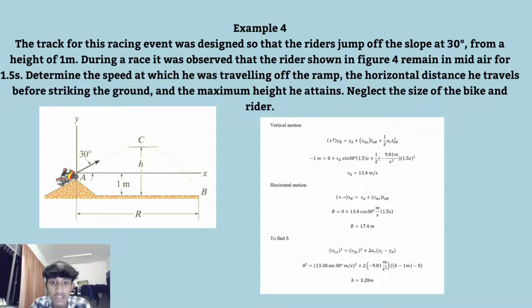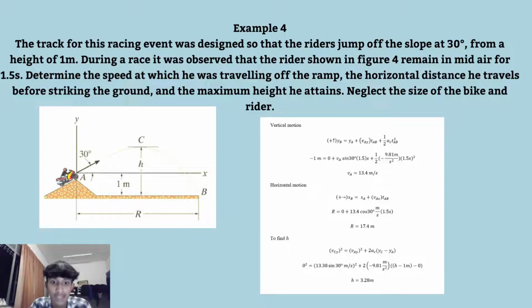First of all, in the vertical motion, we will use the equation yB equals yA plus vAy times tAB plus 1/2 a tAB squared. After we substitute all the values into the equation, we will get the unknown vA. After we solve the equation, we get the velocity at point A, which is 13.4 meters per second. Then in the horizontal motion, we use a different equation, which is xB equals xA plus vAx times tAB. After we substitute all the information, we get R as the unknown. After we solve the equation correctly, we get the value of R, which is 17.4 meters.